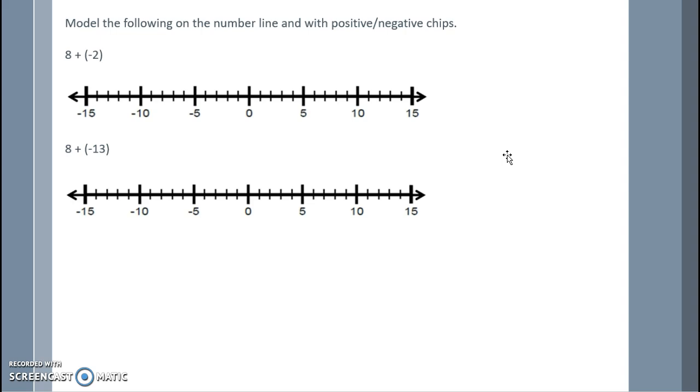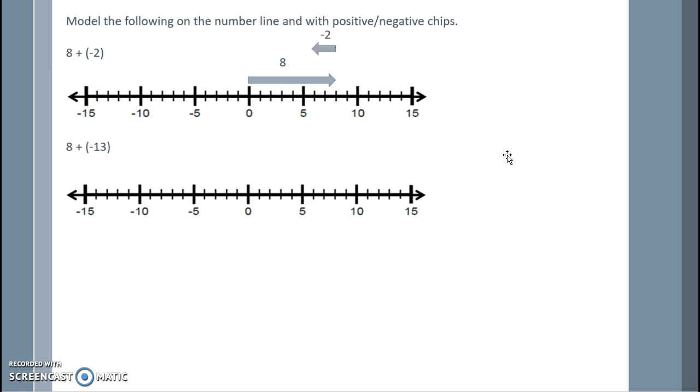Model the following on the number line and with positive and negative chips. So let's say I have 8 plus negative 2. We start at 0 and we move 8 in the positive direction. Now we're going to add negative 2 to it, so we need to go in the negative direction 2 units, giving us 6.